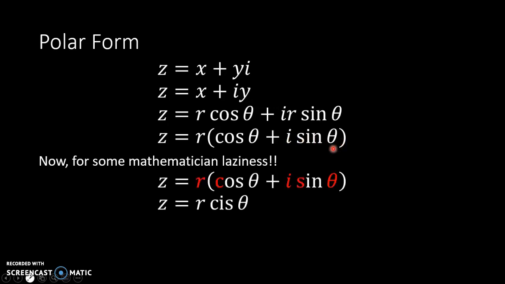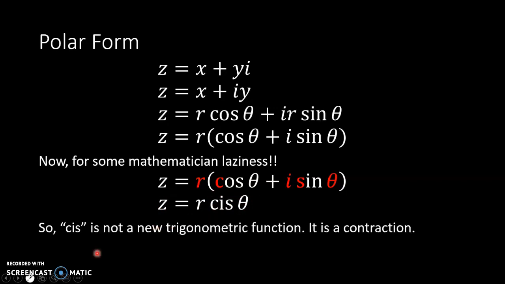So we take the r, the c, the i, the s, and the theta, and we write r cis theta, which stands for cosine plus imaginary sine theta. We read this as r cis theta, and this is how we write in polar form in level 3. Cis is not a new trigonometric function, it is a contraction of cosine theta plus i sine theta. That's quite powerful. If ever you're given the radius and the angle, you call it r cis theta, and that is written in polar form.